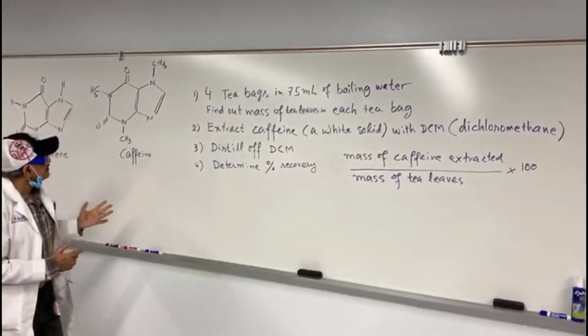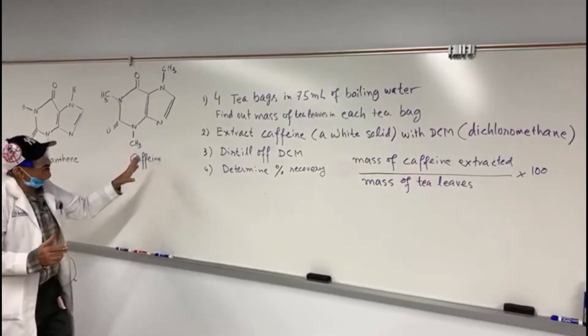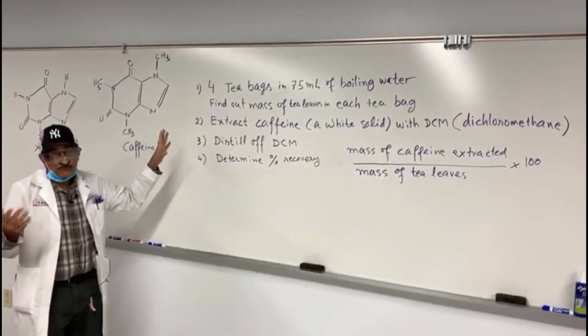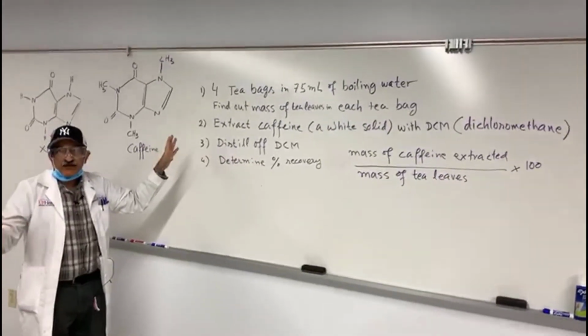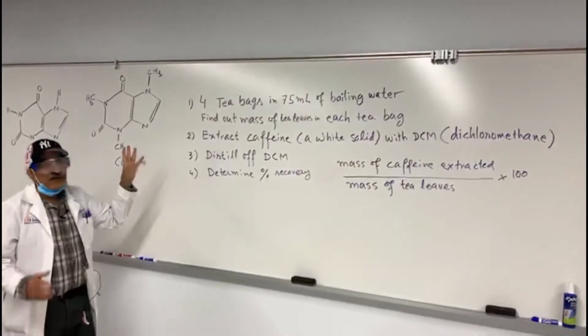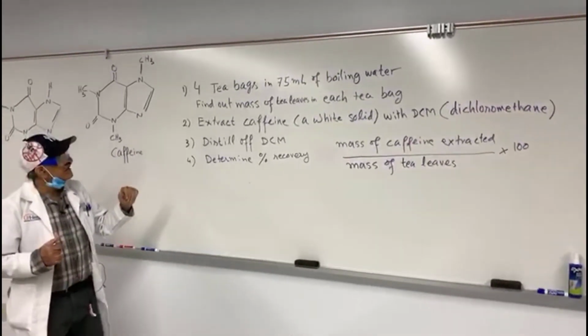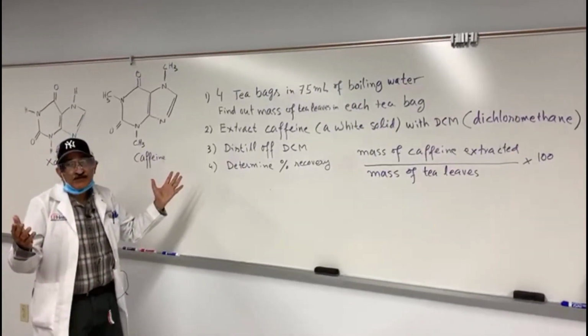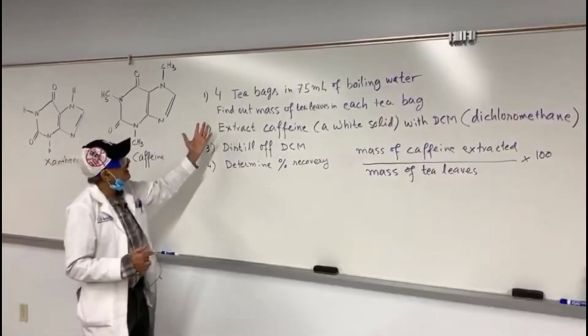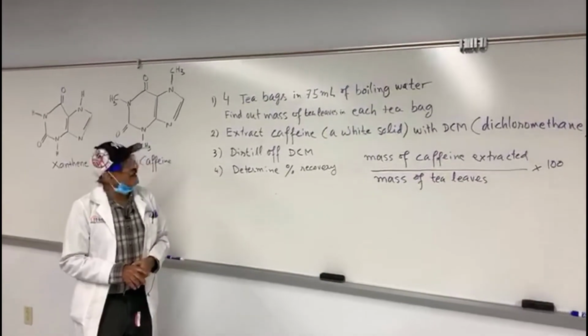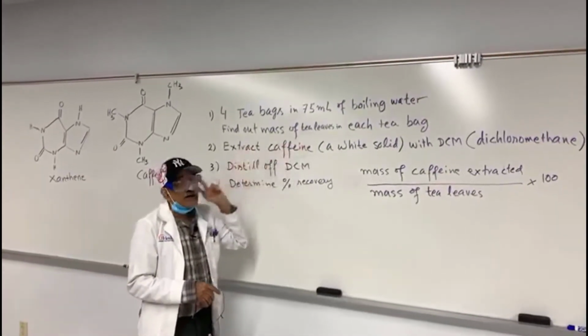They are basic because they have nitrogen. Nitrogen is basic. So anyway, caffeine can be found in tea as well as in coffee and many other plants as well. Today we'll be extracting caffeine from tea because caffeine is the active ingredient in the tea leaves. So we'll be using 4 tea bags and we will be boiling them in 75 ml water.